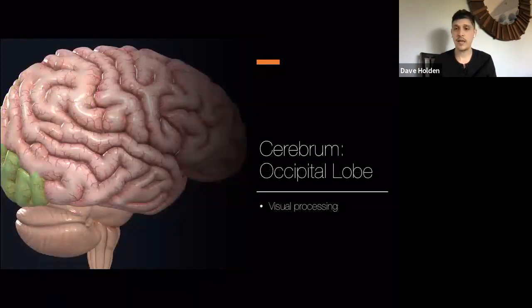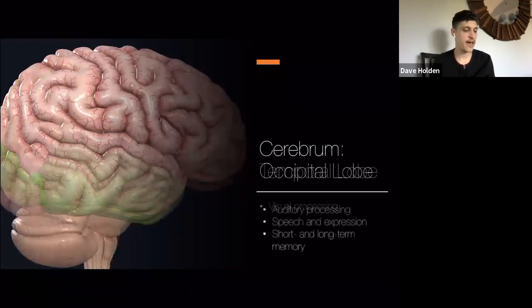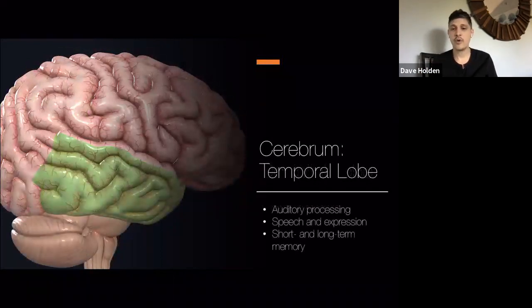The occipital lobe, the entire department is specialized and dedicated for visual processing. Just seeing what you're interpreting, what your eyes see. We have the entire occipital lobe for that. And finally, the temporal lobe, which sits right over your ears. So that's where hearing is processed, as well as speech and expression. This is also where the hippocampus lies. So that is your short and long-term memory structure.